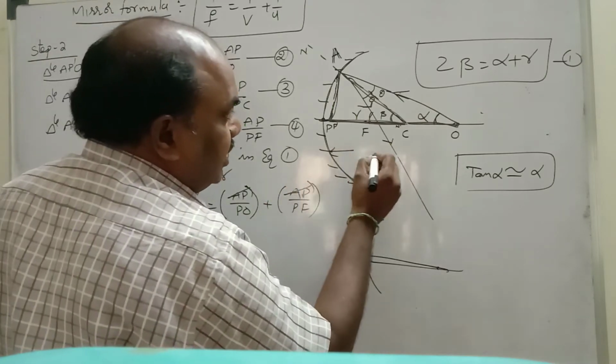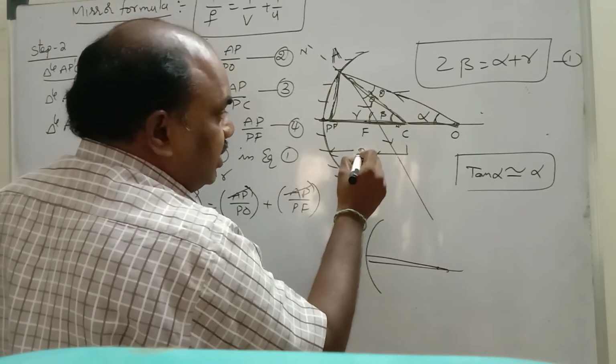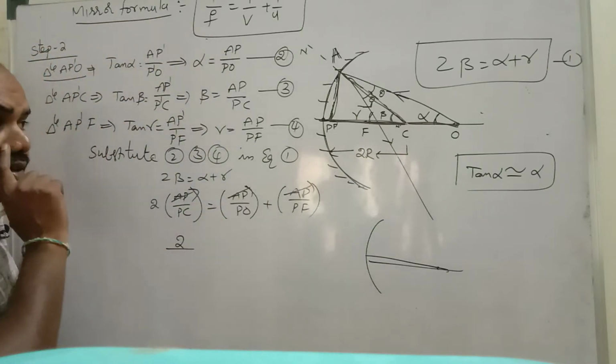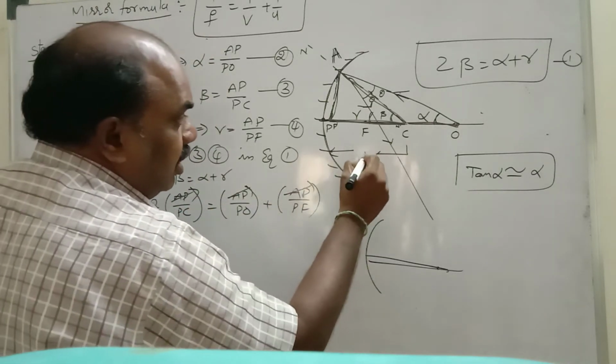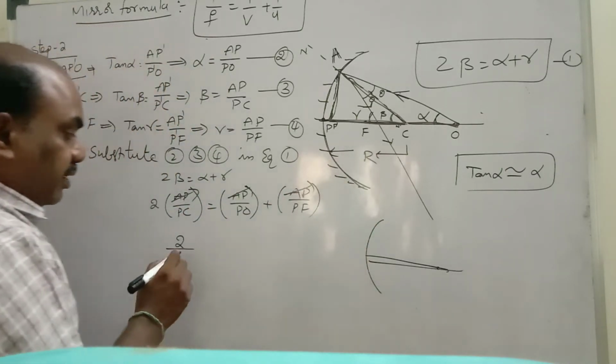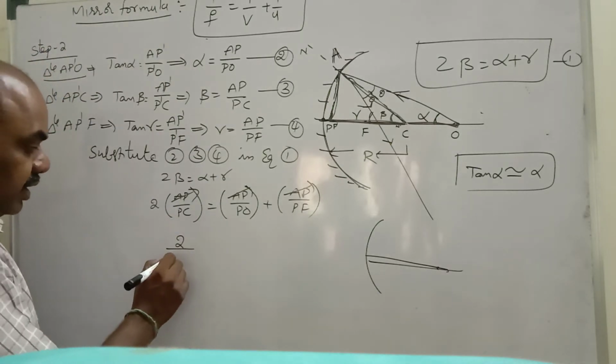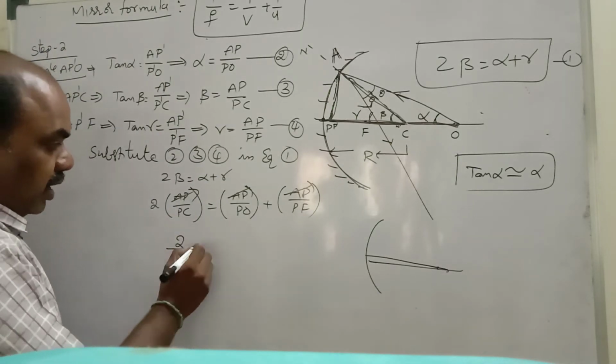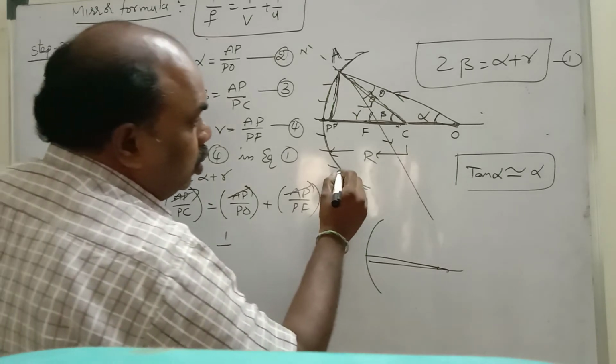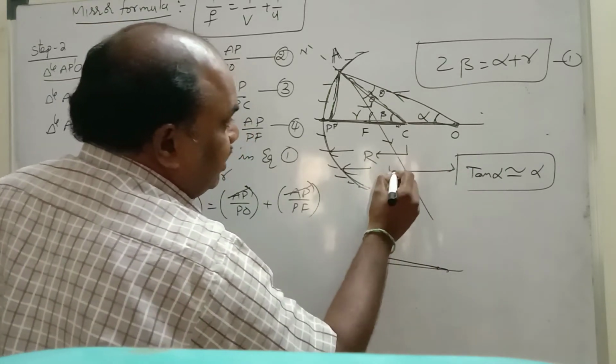Pole to center of curvature, what is it? Nothing but the radius of curvature R. So 2 by R is equal to 1 by pole to object. Pole to object is the object distance.